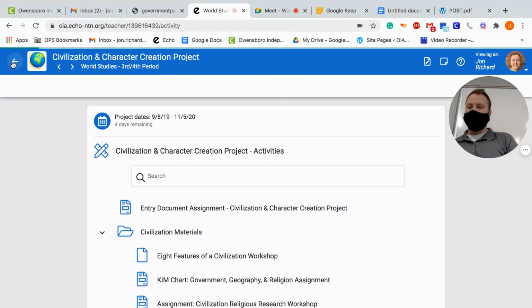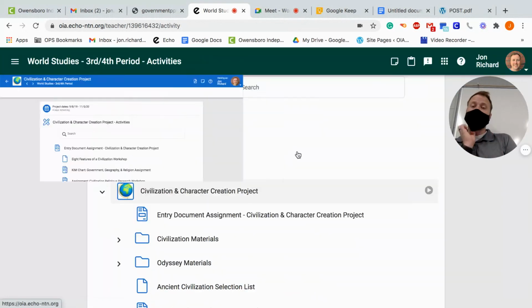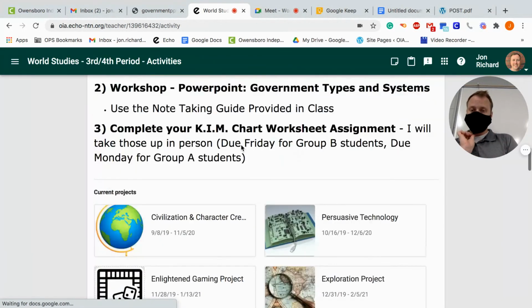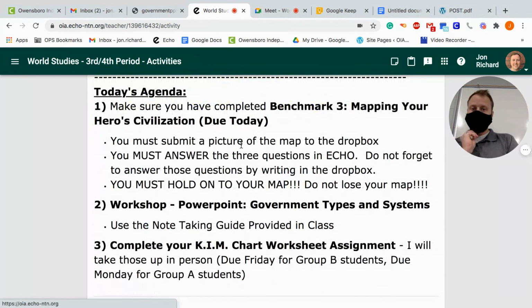So what you need to do before you are done with class, looking over the agenda today, number one is make sure benchmark 3 is done. Number two, make sure you have taken the notes that we've covered so far. We'll finish those on Thursday. And then number three is make sure you're working on your chem chart and studying those terms.